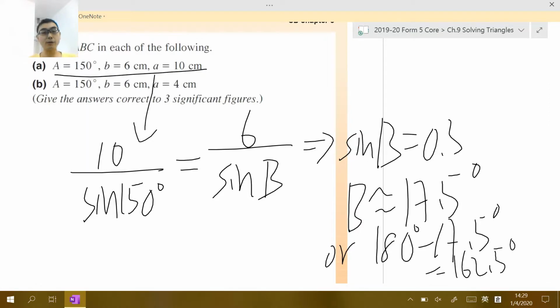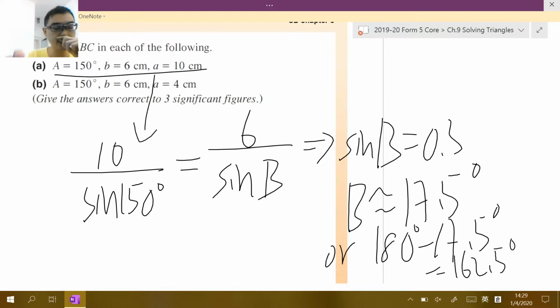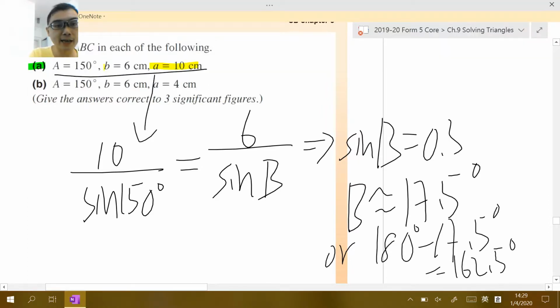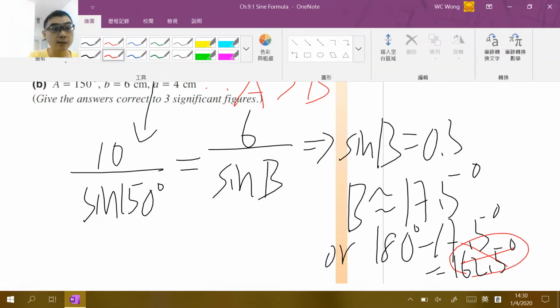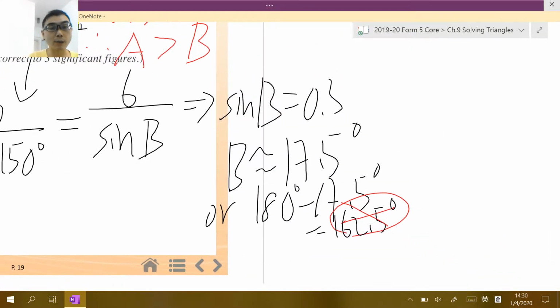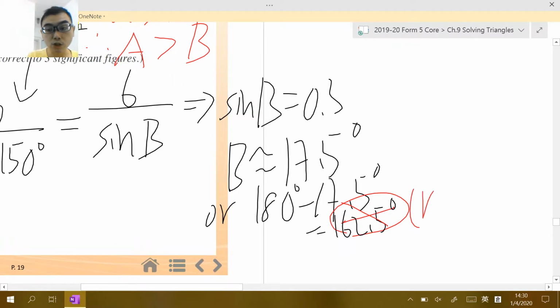But a very important thing is that in this question, part A, when you compare the length of A and B, you can see that A is greater than B. So the angle A should also be greater than angle B. But if I give the second quadrant angle for B, which is over 150, that means you have to reject this answer. That means that in your work, you need to reject it.